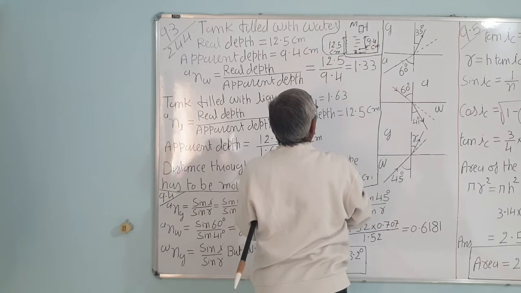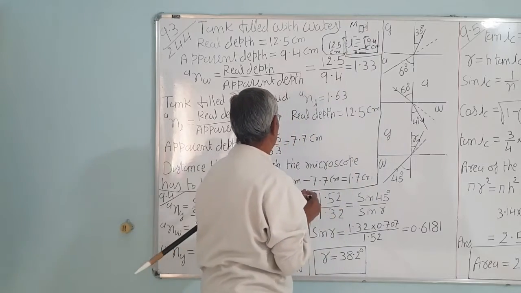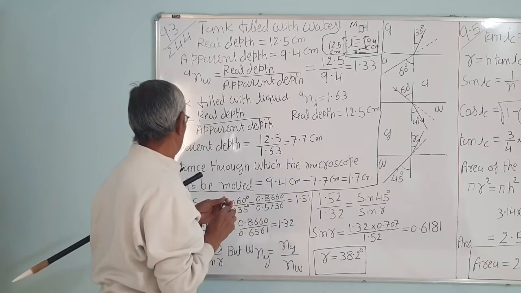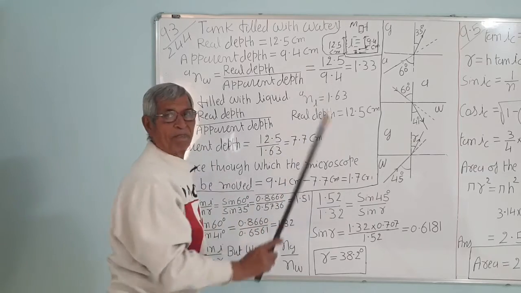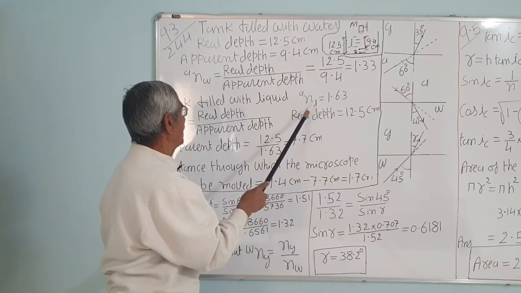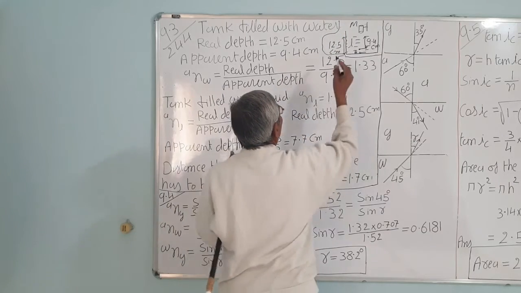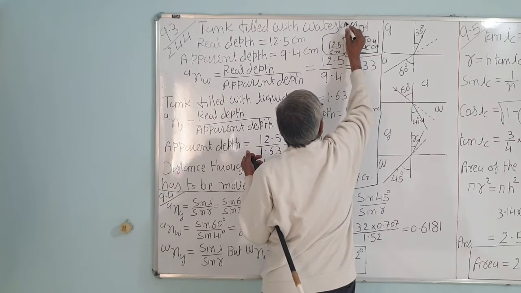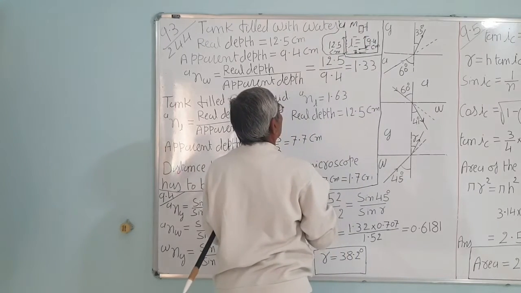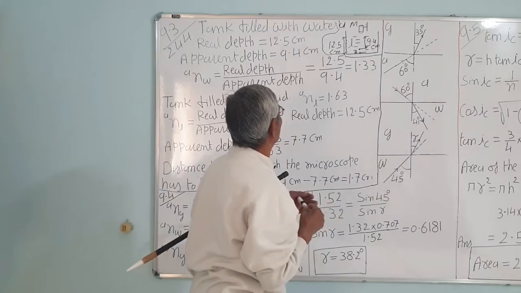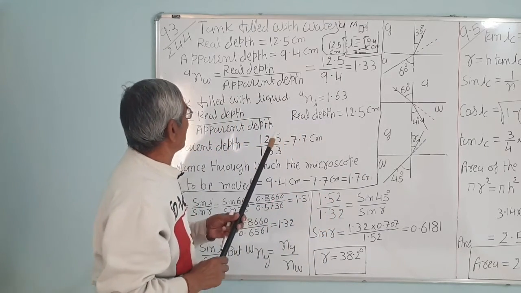Water is removed and it is filled with a liquid of refractive index 1.63. This is the refractive index of the liquid with respect to air. This medium is air. Instead of water, it is replaced by a liquid of refractive index 1.63.